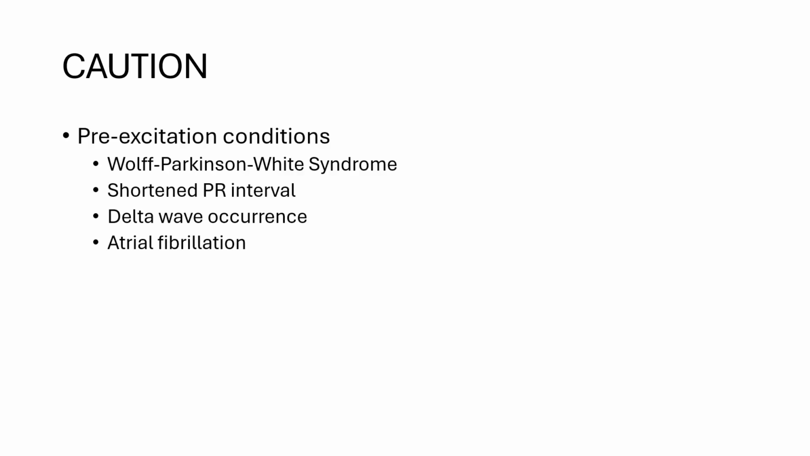A big caution is to be careful with people who have pre-excitation syndromes, anything like a double P wave, shortened PR, delta wave, AFib, because you can actually send someone into VFib if they have atrial fibrillation or Wolff-Parkinson-White and you give them diltiazem.